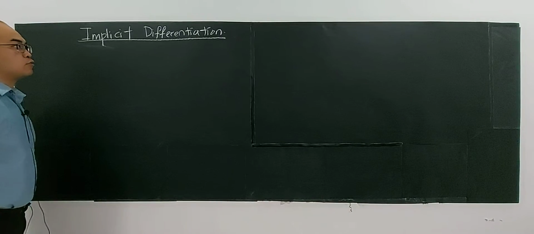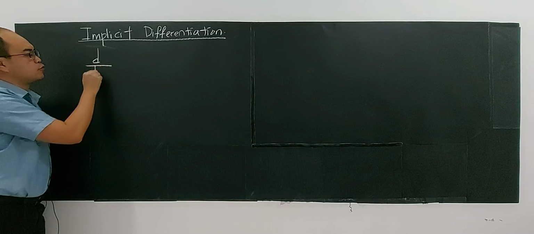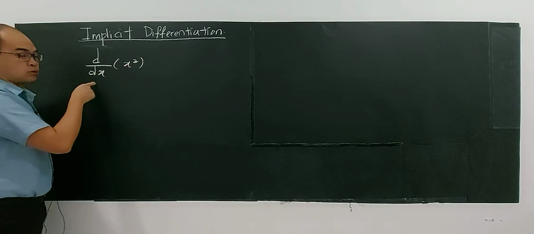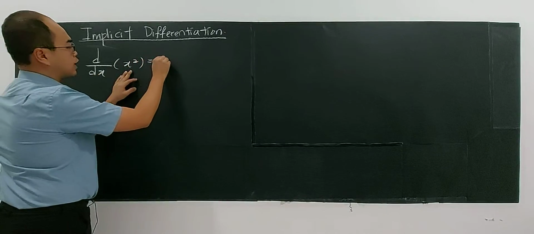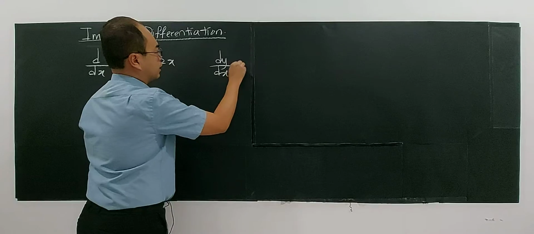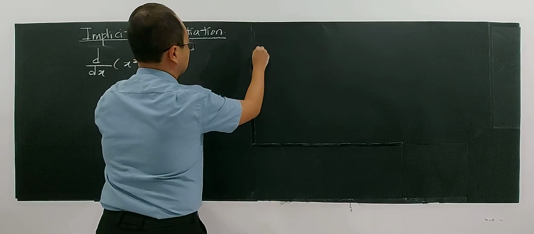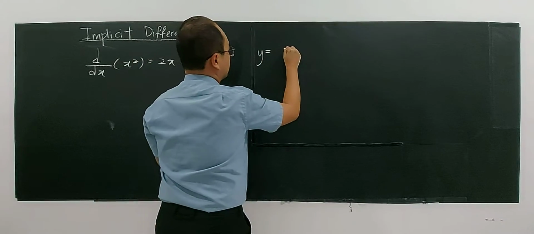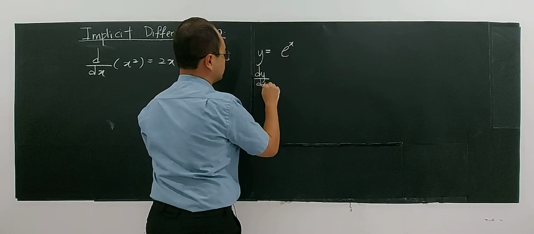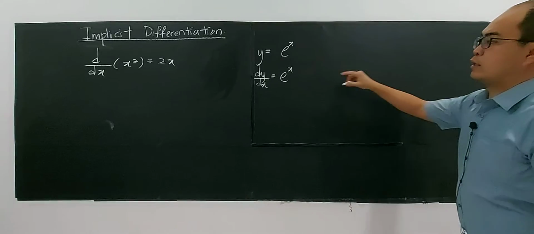Before I teach you implicit differentiation, I'm going to teach you how to differentiate some functions. For example, if I differentiate x squared with respect to x, this one is easy, right? You will have 2x. So what if I differentiate y equals e^x? As the formula for differentiating e^x, you will get e^x.